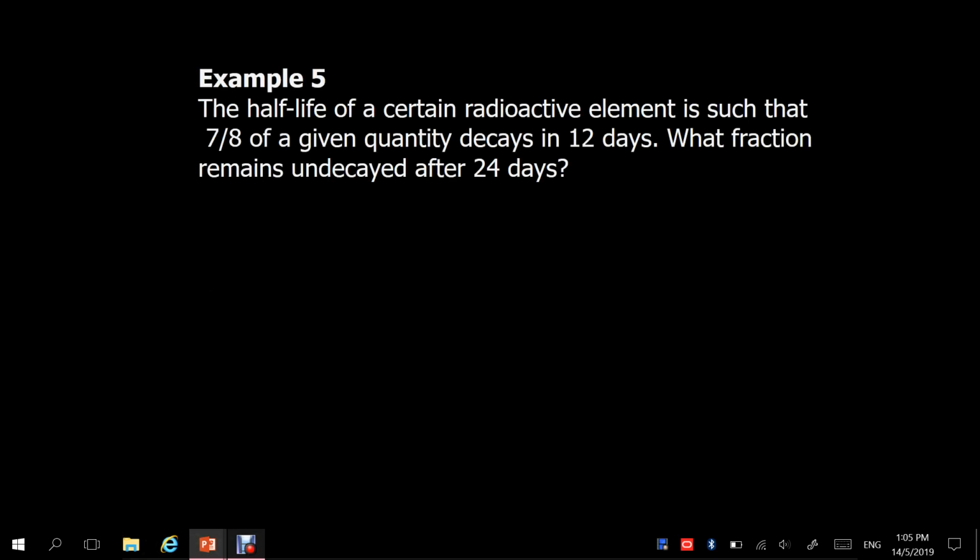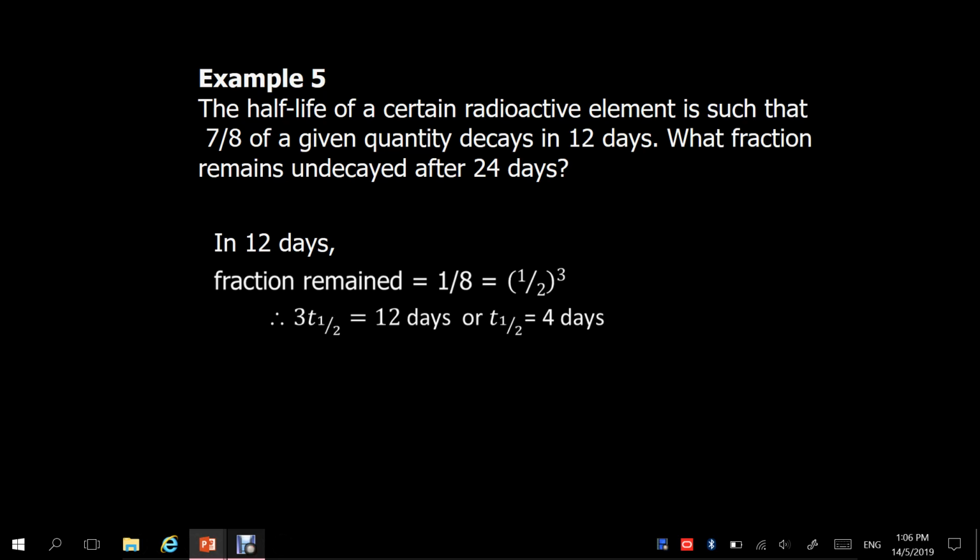Okay, let's take a look at example 5. In example 5, given the half-life of a radioactive element, 7/8 of a given quantity decays in 12 days. So what fraction remains undecayed after 24 days? So if 7/8 of the quantity decays in 12 days, what is left will be 1/8. So 1/8 is half to the power of 3. That means 3 half-lives have passed. So 3 half-lives in 12 days. That means 1 half-life is 4 days.